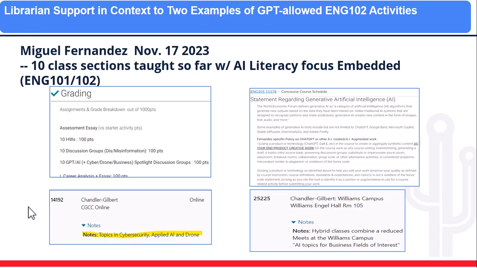So my particular section is related to the fact that I've taught 10 class sections of English 101 and 102 with AI literacy embedded in it. What does that mean? That means it's part of the curriculum. It is not a novelty. It is not just tools, but is particularly applied AI, so GPT, but also visual AI creation, embedded into my courses to meet all the exact learning outcomes of a standard English 101 and 102, but facilitated with the tools of applied AI.